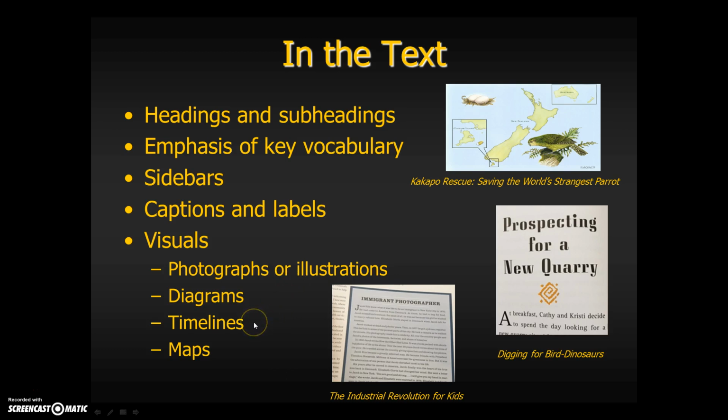We also see timelines that show a sequence of events. Other times we see maps to give us a sense of where in the world the topic of the book is located. For example, in Kakapo Rescue: Saving the World's Strangest Parrot, that's about parrots that live in New Zealand on just a couple small islands off the main parts of New Zealand. So this map with this inset is really helpful to get a sense of where in the world these parrots actually live.